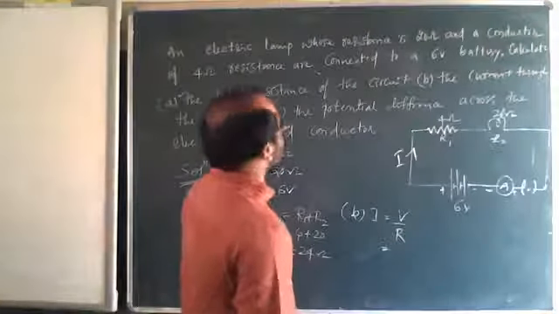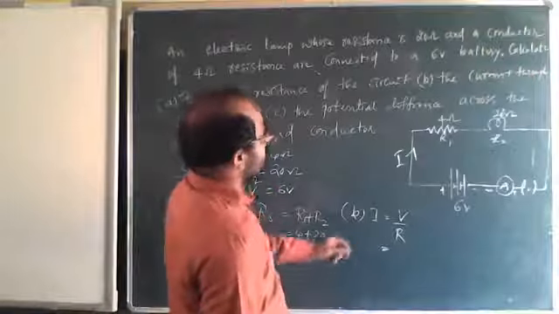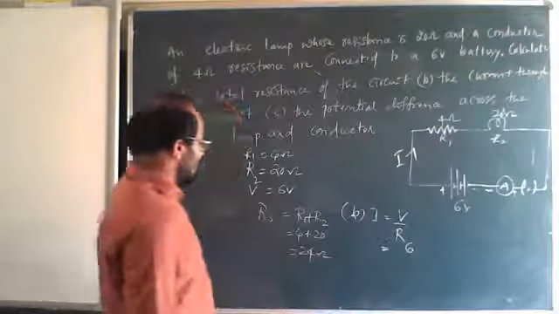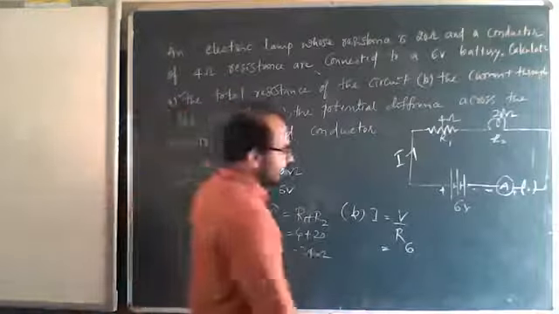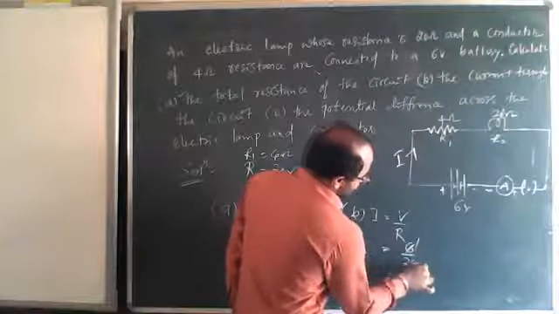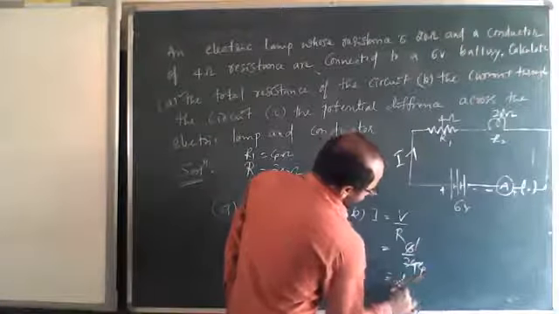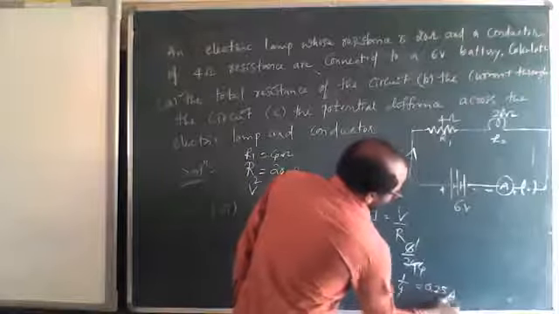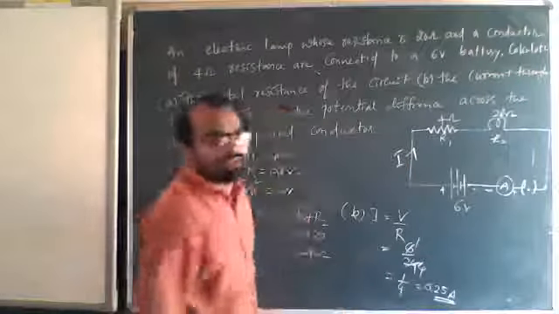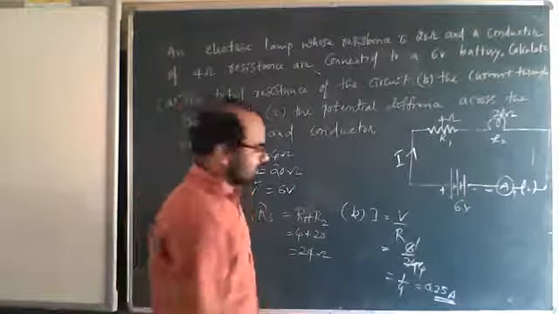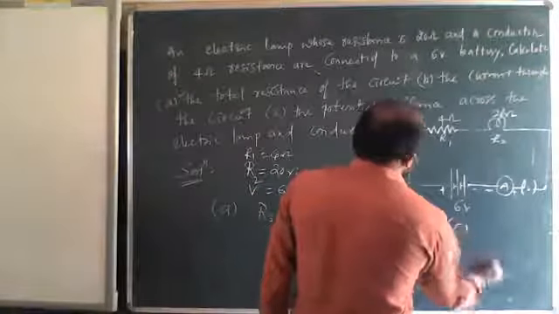So what is my V here? V is 6. R is the total effective resistance you have to take, 24. So 6 by 24 is 1 by 4. If you put it in decimals, 0.25 amperes. I hope you all are clear. 0.25 amperes.